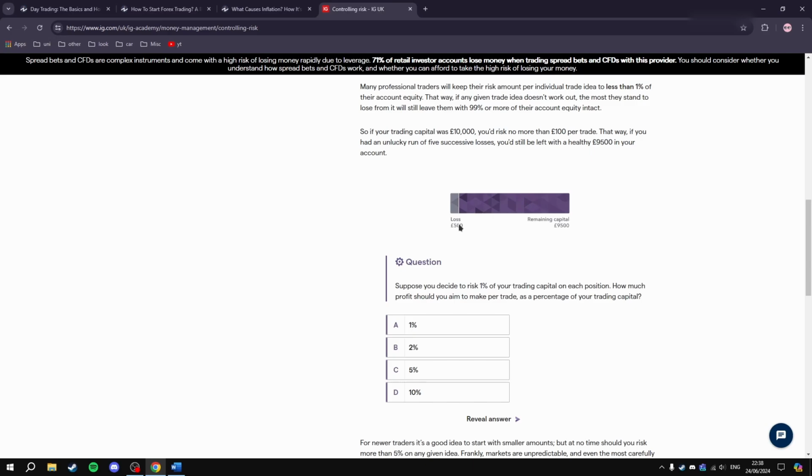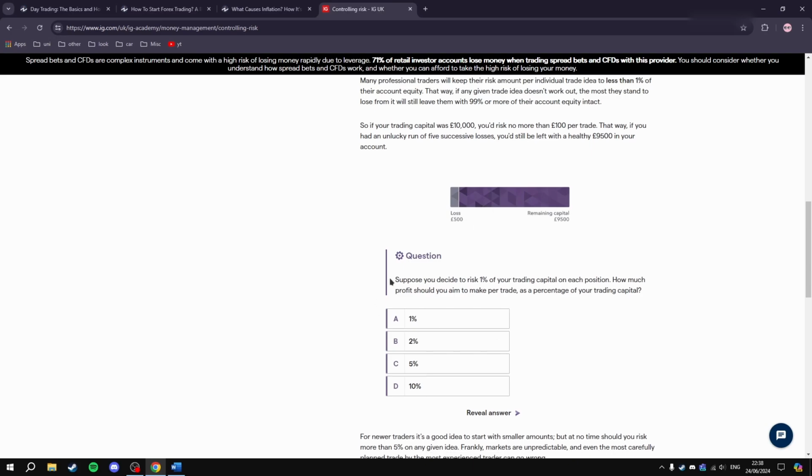So if your trading account was £10,000, you risk no more than £100 per trade. That way, if you had an unlucky run of 5 consecutive losses, you'd still be left with a healthy £9,500 in your account, which is very good.